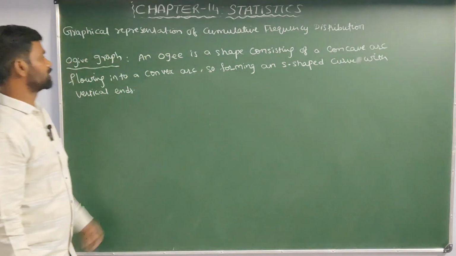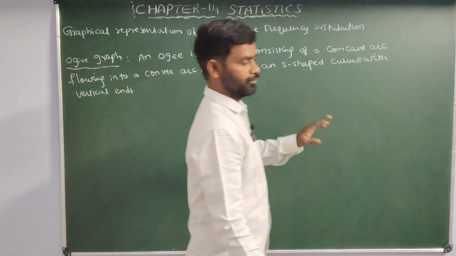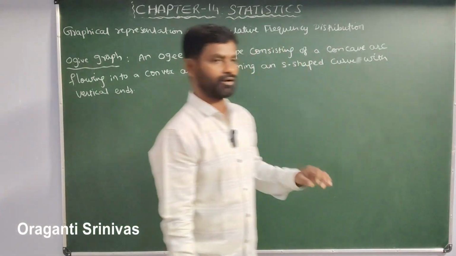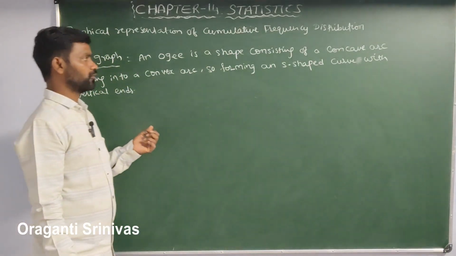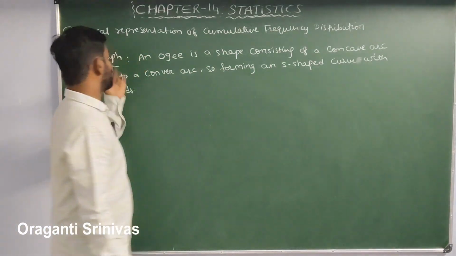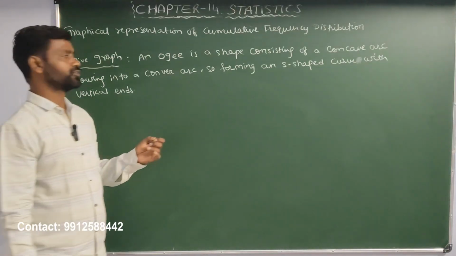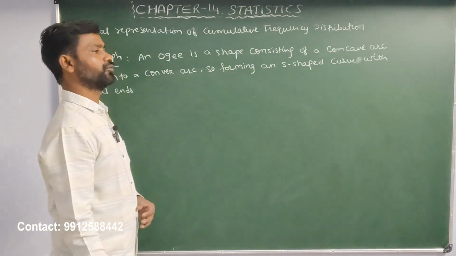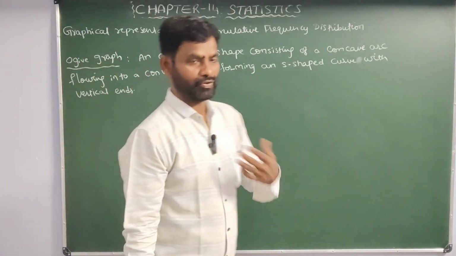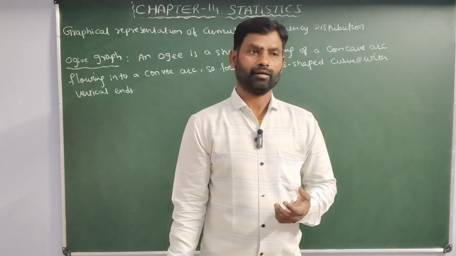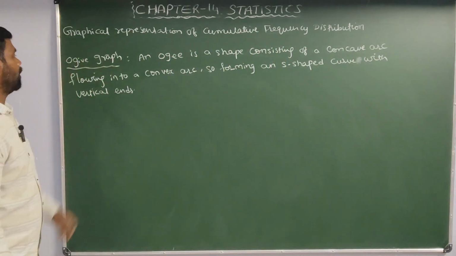Right, okay students, next topic is about graphical representation of cumulative frequency distribution table. Already we have solved the problems of mean, median, mode, but we are going to find the median by using graphical representation, the graphical method. So here we use ogive graphs.